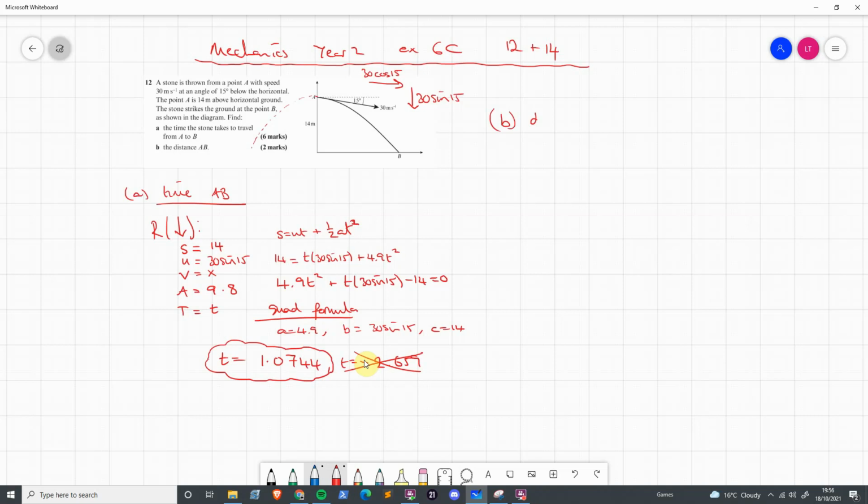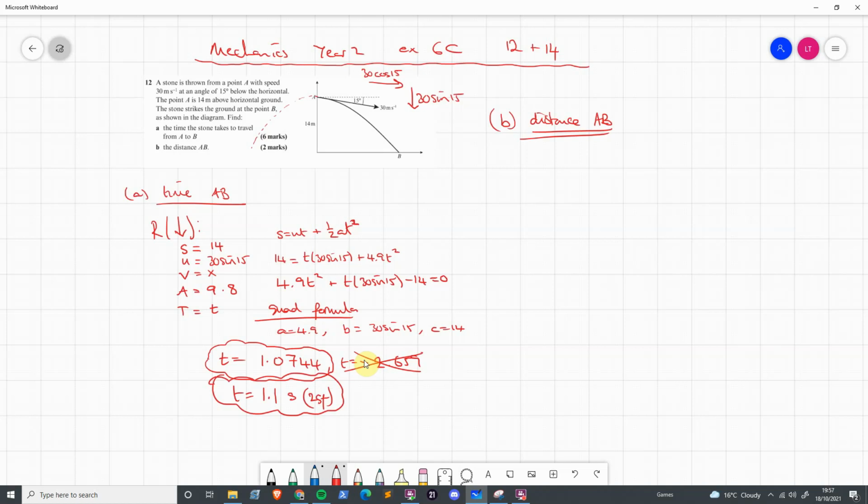B, the distance. The distance A to B. Well, we know the time is this. Sorry, I should be rounding this, shouldn't I? Rounding this to 2 significant figures due to our accuracy of gravity. So 1.1. But in my next calculation, I will use that unrounded version, just to be extra precise.